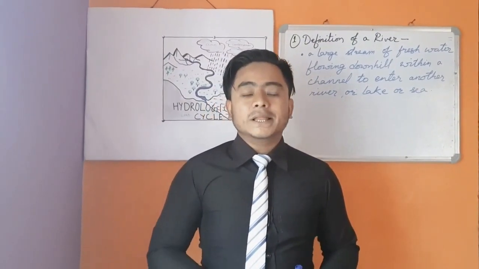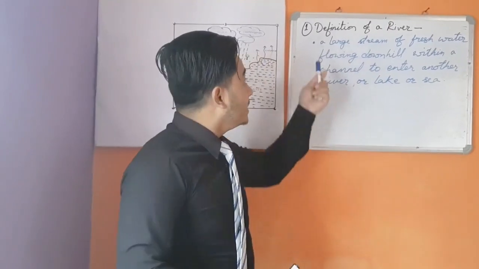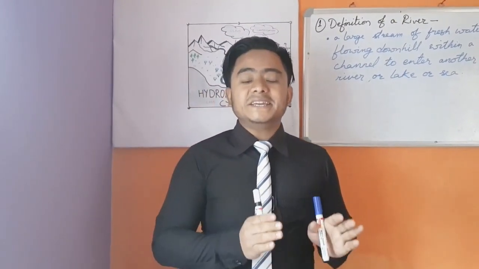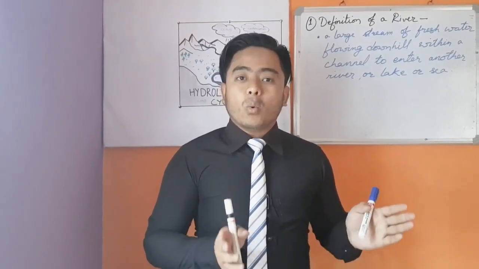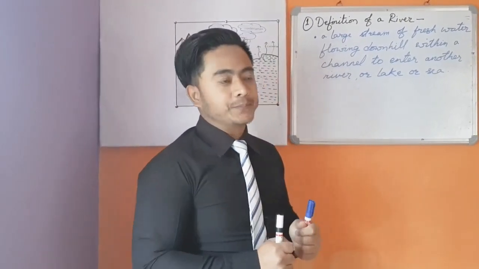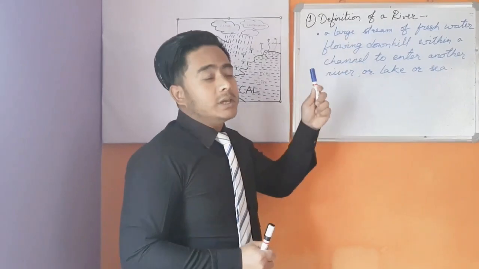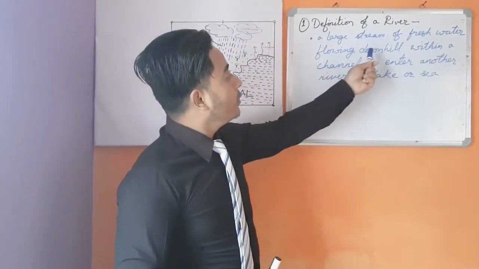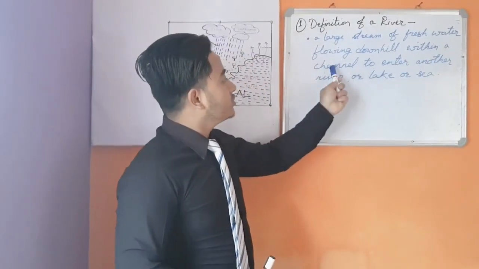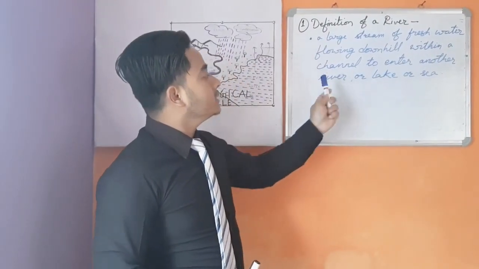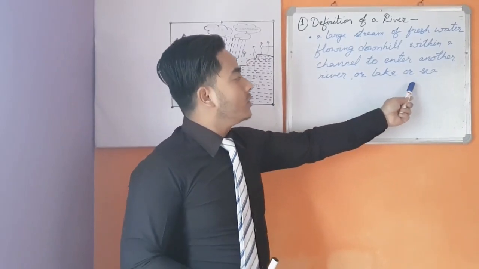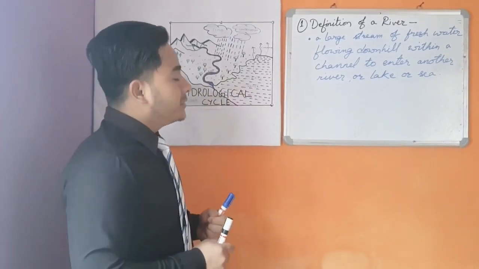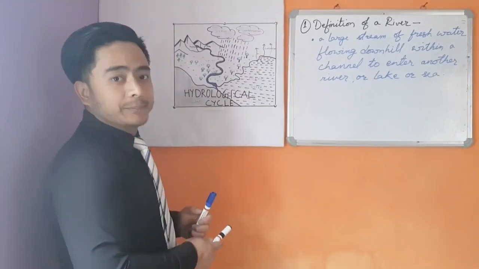First of all, let's learn about the definition of a river. It is very simple and easy to understand what a river is. A river is a large stream of fresh water flowing downhill within a channel to enter another river or lake or sea. Let me illustrate this definition with the help of a diagram.